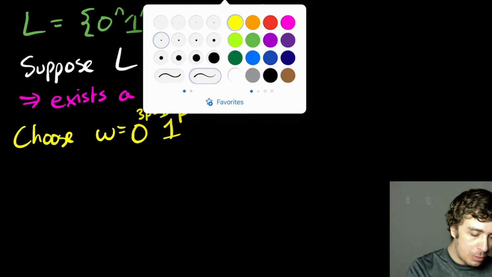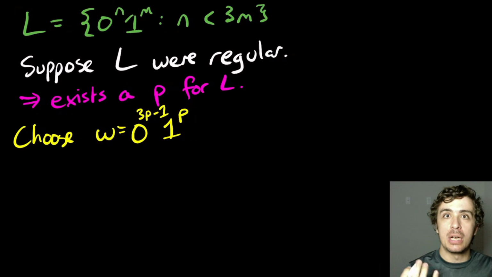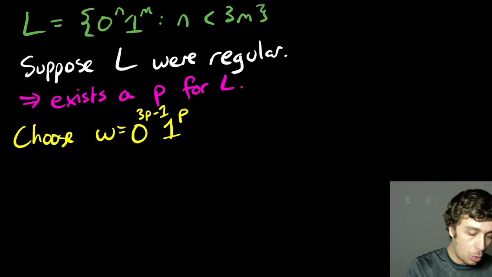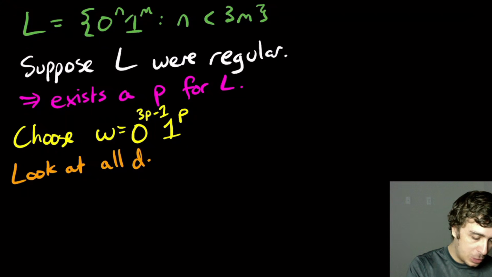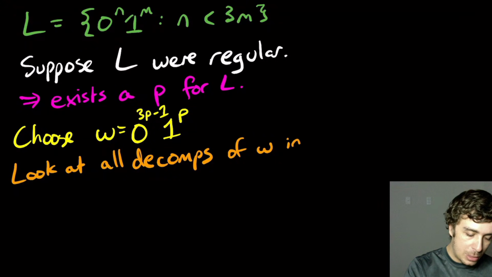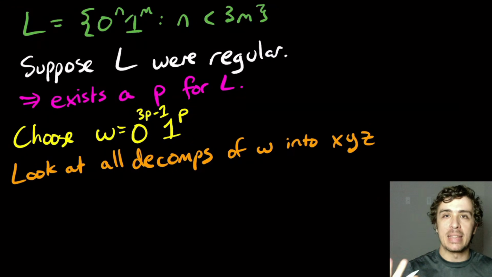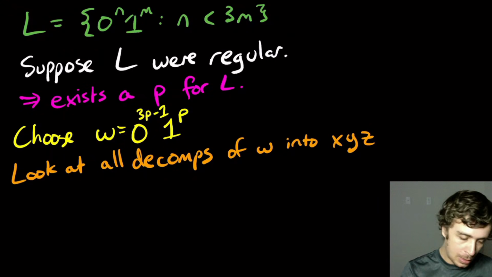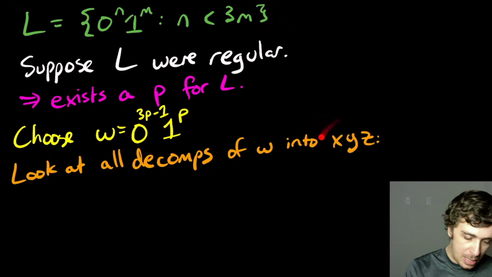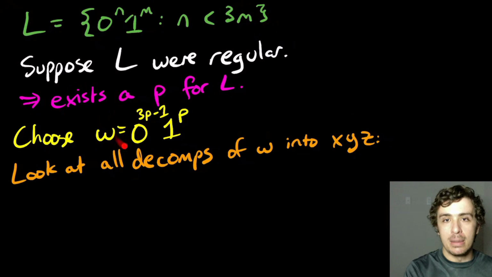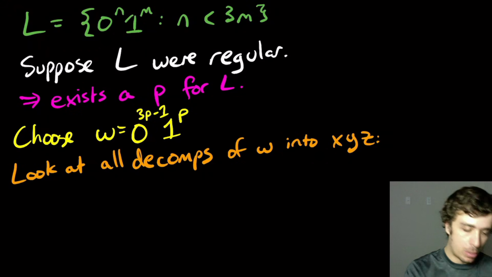Cool. So what we need to do now is look at all decompositions of this string into those 3 parts, according to the rules. So look at all decomps of w into x, y, and z. And the rules are that x and y have length at most p, and y is non-empty, so y has length at least 1. So what are these? Well, xy has length at most p, and the first p characters at least are zeros, so we know that the x and y parts consist of zeros.